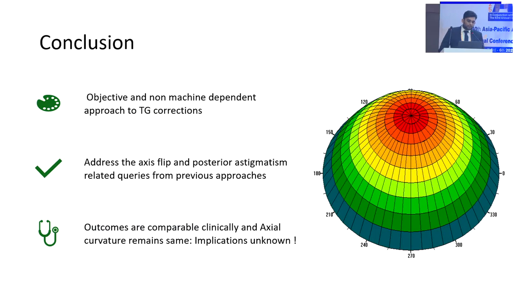To conclude, we are suggesting an objective and non-machine dependent approach to topo-guided corrections. It addresses the axis flip and posterior corneal astigmatism related queries from the previous approaches. Outcomes are comparable clinically, and the axial curvatures actually try to mirror the preoperative maps, the implications of which are not known at this point of time.